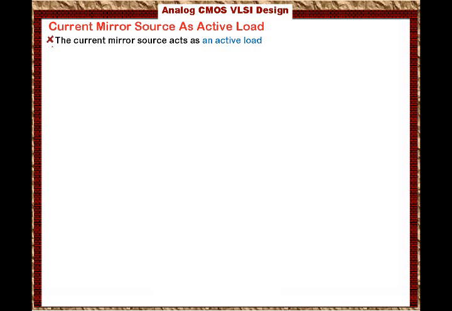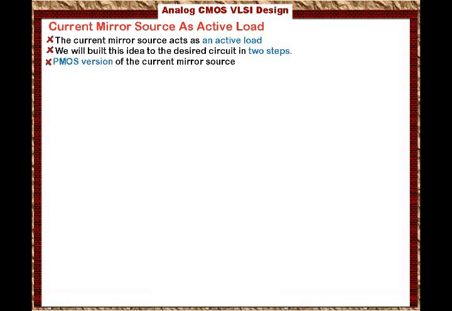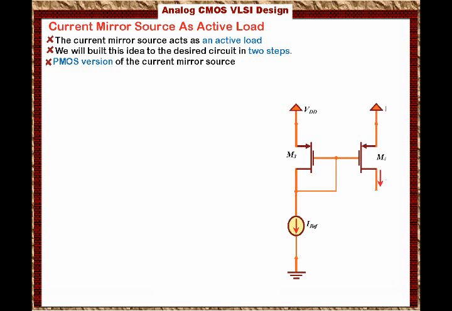We will build this idea of implementing the mirror current source as an active load into the desired circuit, the circuit that we are really interested in, in two steps. To do that, let's go back and look at the PMOS version of the current mirror source. It says that we will bias the circuit from the top. So we have I reference connected to a transistor, for example M3, which is diode connected, where this M3 determines the bias voltage for M4, and then that will give you the current IO.